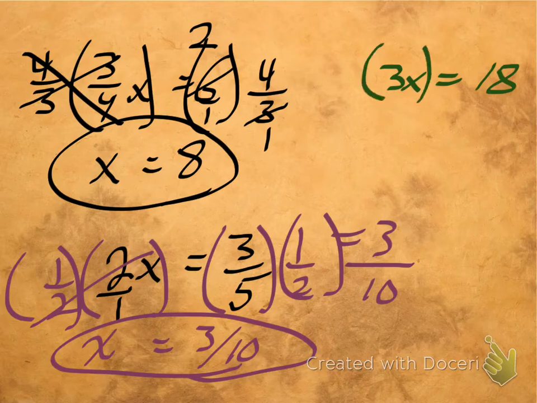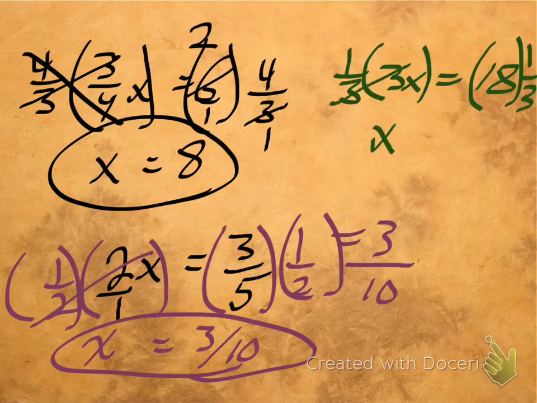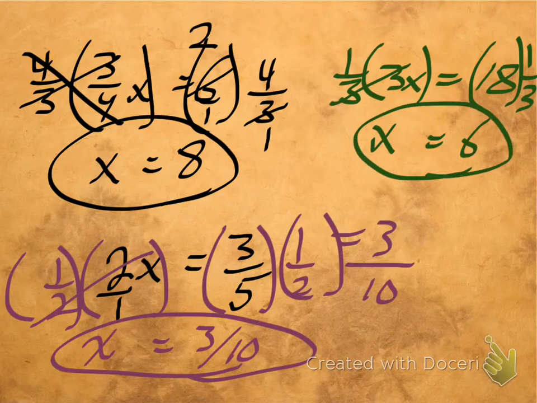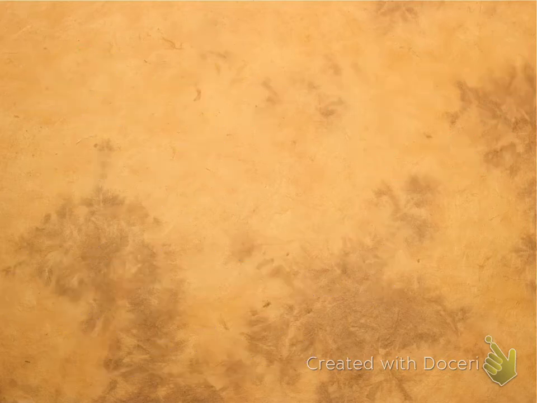Couldn't I just do the same thing here? Couldn't I multiply both sides by 1/3? Yeah. This is really what I'm doing anyway. 1/3 times 3 is x, and what's 1/3 of 18? 6. It's 18/3, which is 6. So it's really the same thing as what we were doing. We're just writing it as fractions. Okay, so let's see if you've gotten that.